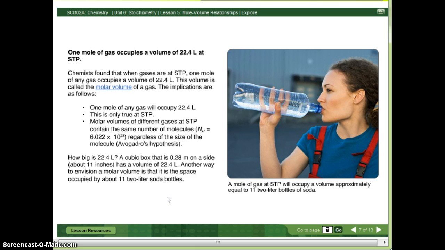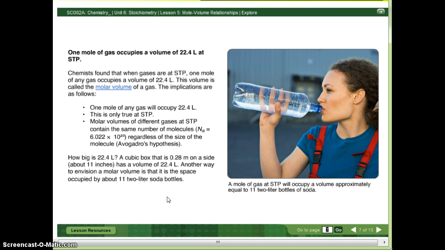So how big is 22.4 liters? A cubic box that is 0.28 meters on a side, about 11 inches, has a volume of 22.4 liters. Another way to envision a molar volume is that it is the space occupied by about 11 2-liter soda bottles, because that's something you're used to. So think about a 2-liter bottle of Mountain Dew. Delicious. And you have 11 of them.